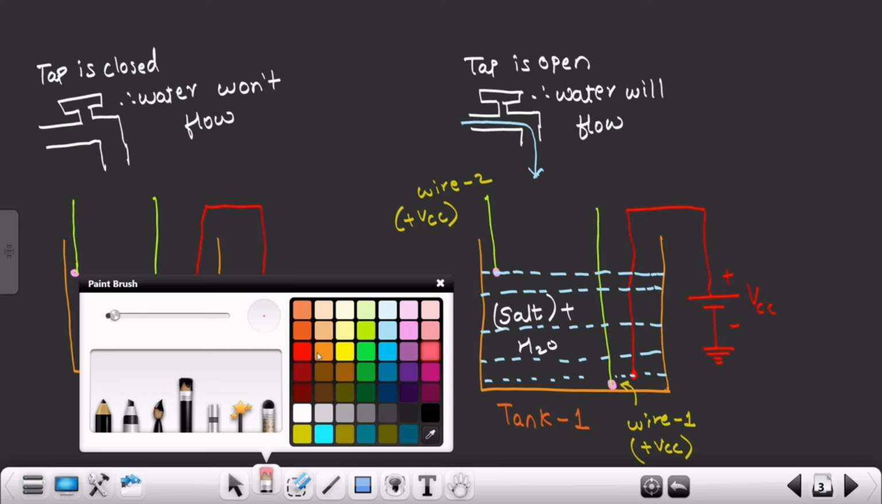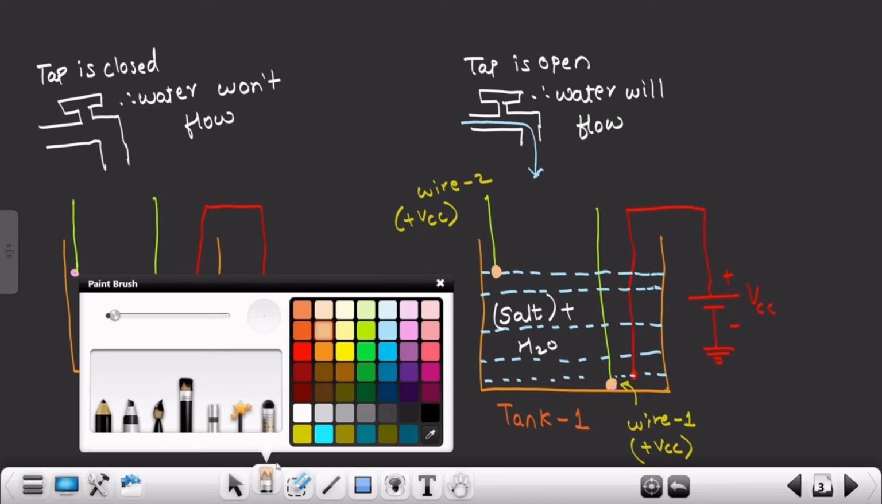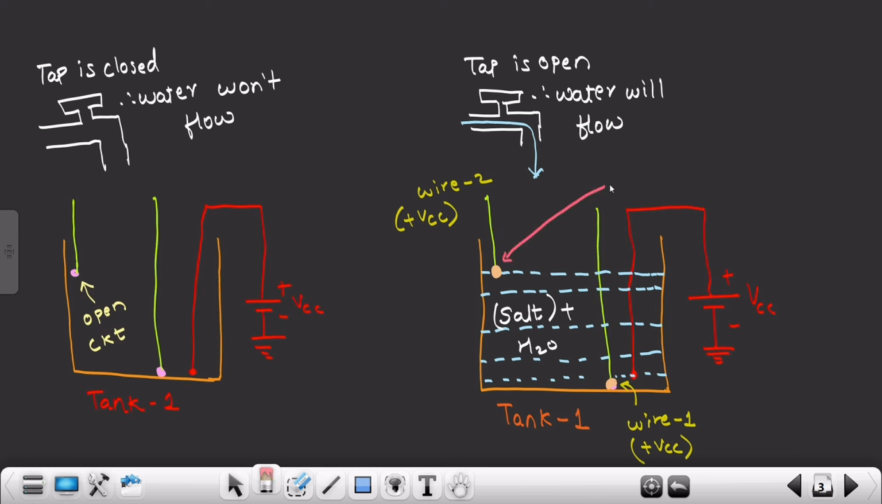Now these two points, if you could see very clearly, let me take a different color, maybe this one will do. See, this one and this one, these two points will act as if they are short circuited. Why? Because the potential difference across these two points is the same, and that is nothing but VCC.